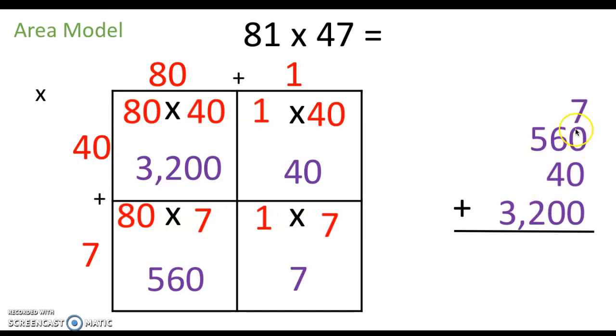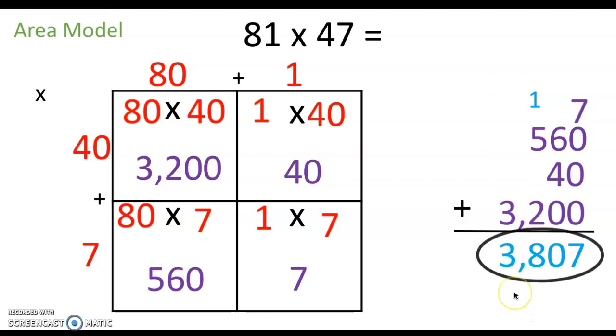Sometimes I would put my 560 and swap these two where they're at so I can see that these are in the same place value. But if you don't need to do that, don't worry about it. Alrighty, let's go ahead and add these together. So 7 plus all these zeros is 7. 6 plus 4 is 10. So I have to carry my 1, bring down my 0. 5 plus 2 is 7, plus 1 more gives us 8. 3 plus nothing is 3, giving us a total of 3,807. Good job, friends!